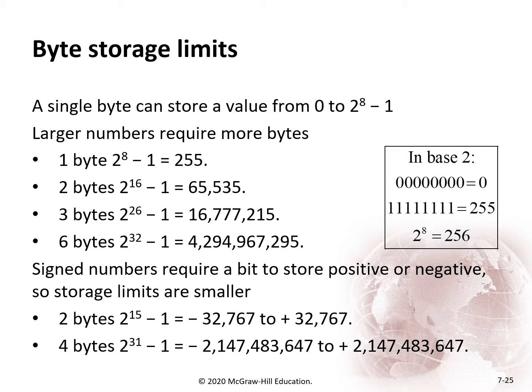As far as the storage limits, if it's 1 byte, your value is between 1 and 255. If it's 2 bytes, it's up to 65,000. 3 bytes, it's up to 16 million. 6 bytes is up to 4 trillion or something. So understanding that, if you have signed integers, the maximum value is cut in half because it goes positive and negative. So instead of 65,000 and change, it's plus or minus 32,000 and change. You see?